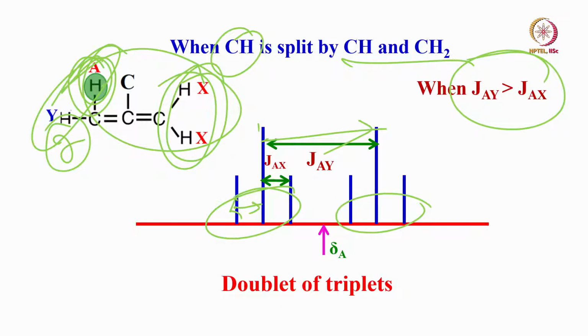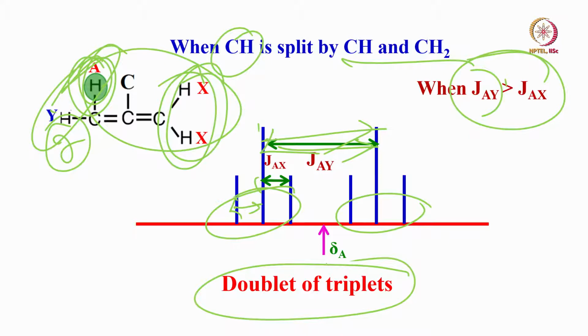Why not a triplet of doublets? That is a different question. You always start with the largest coupling. The larger coupling is AY, which gives rise to a doublet, and then each line becomes a triplet. So this pattern is called a doublet of triplets.